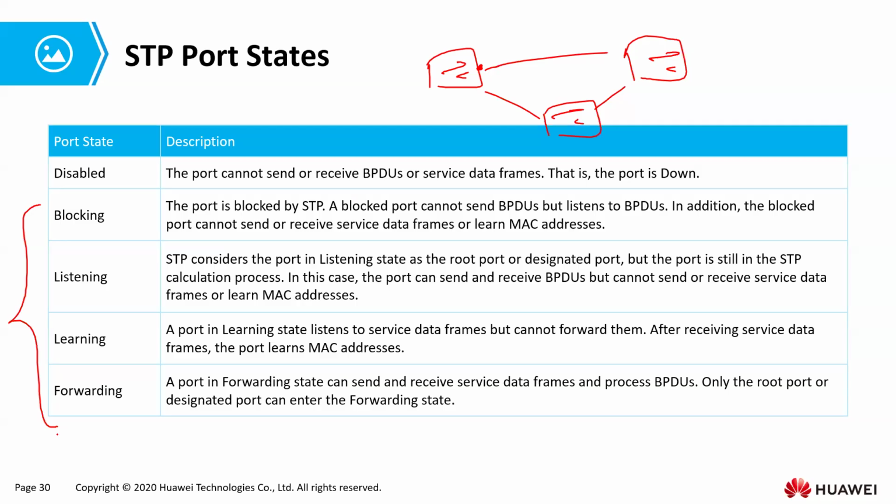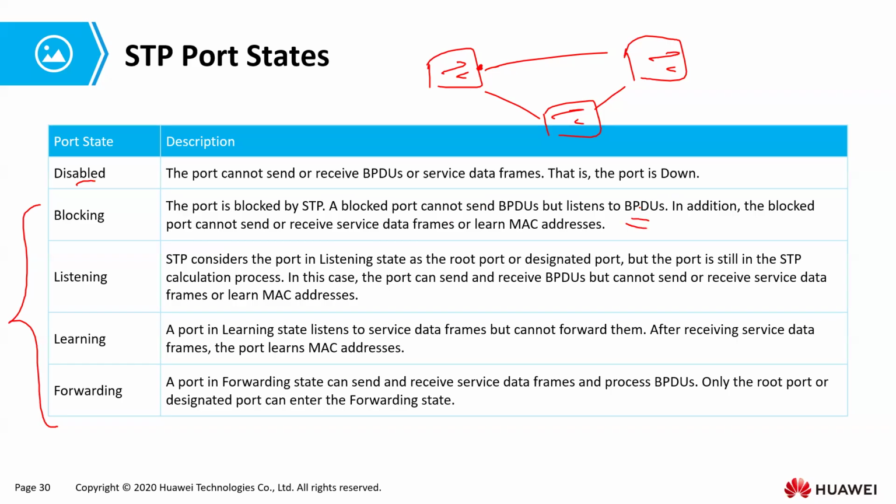When we're looking at these things, it's very important to understand if a switch is sending or receiving BPDUs. With the disabled state, it's very easy. The port is not working, therefore it doesn't send or receive any BPDUs. With the blocking state, I'm very tempted to say it doesn't receive, but actually it does. A blocked port cannot send, but listens. In addition, the blocked port cannot send or receive service data frames. It listens to BPDUs.